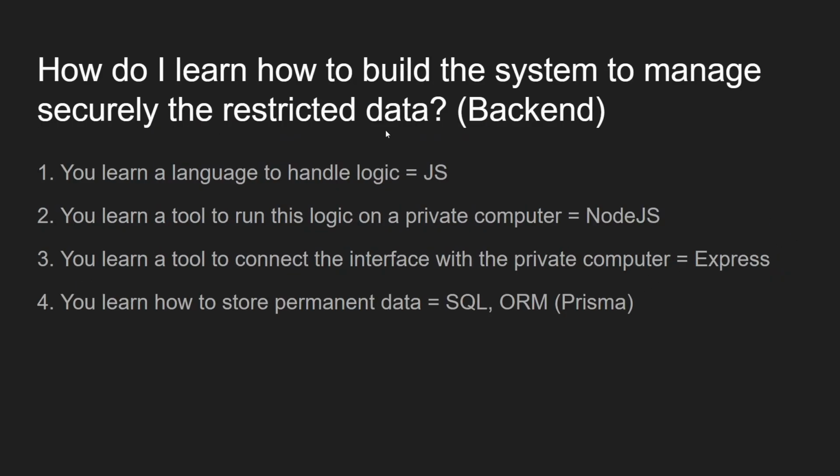And then how do you build the backend? So how do you manage this restricted information? Okay, so the first thing you'll need to do is learn a language to handle logic. You, for example, can use JavaScript. It's the same one that you use for the frontend, but in a completely different environment. You will learn to use a tool to run this logic on a private computer, in this case, Node.js. It's like the engine that lets you do this.